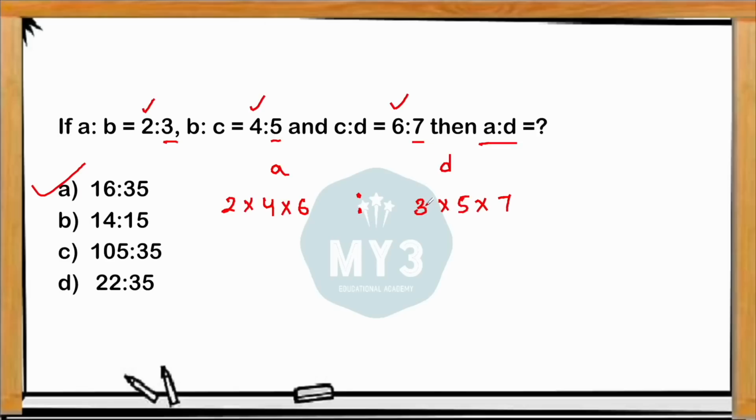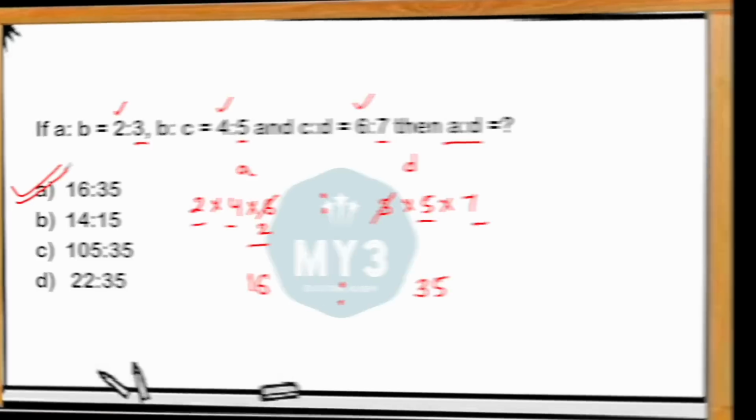And you can further simplify this. 3 ones are, 3 twos are. So product of these numbers is going to be 16. And product of these numbers is going to be 35. So answer is 16 is to 35. Okay. Hope it is clear.